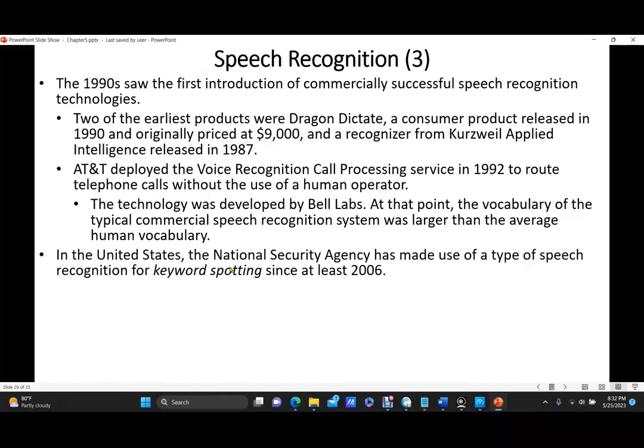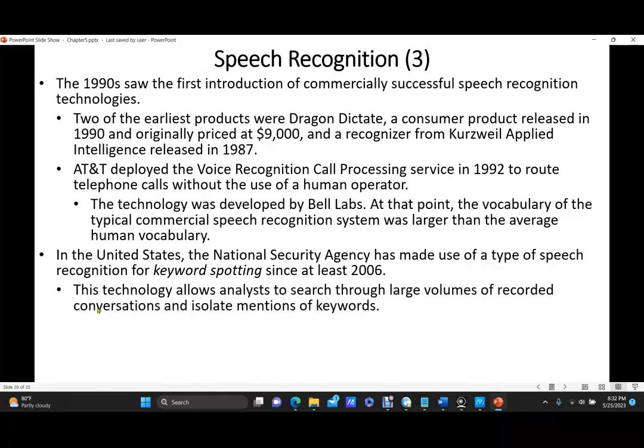In the United States, the National Security Agency has made use of a type of speech recognition for keyword spotting. They've been doing this since at least 2006. NSA is not noted for giving out information easily. The technology they use allows analysts to search through large volumes of recorded conversations and isolate those that have specifically used certain keywords.